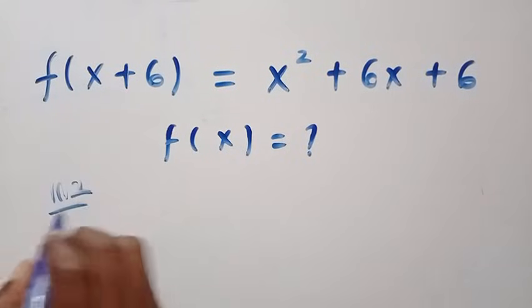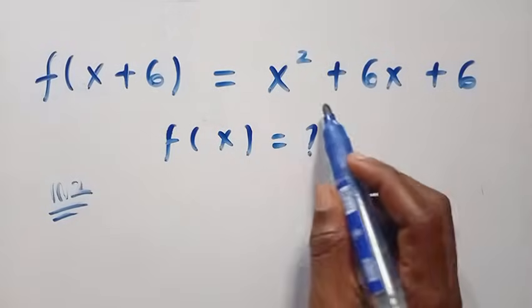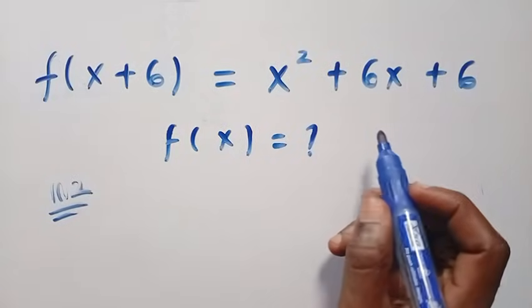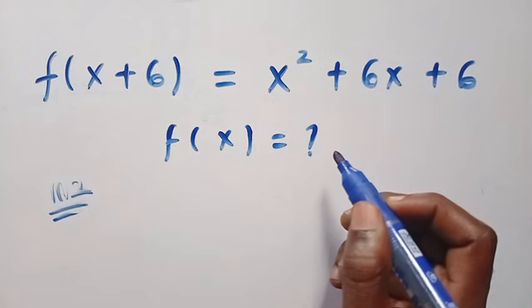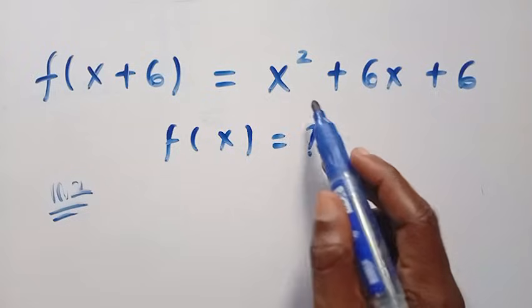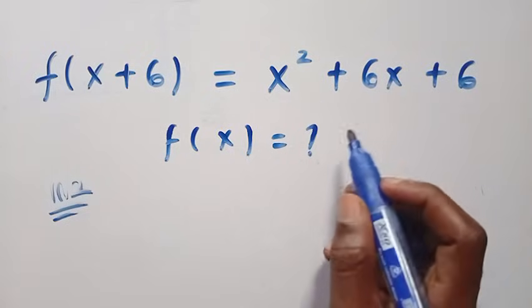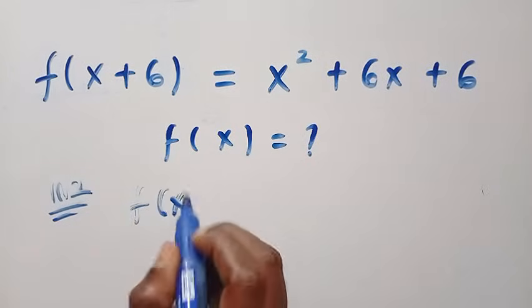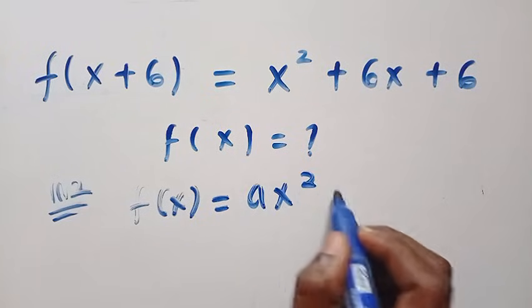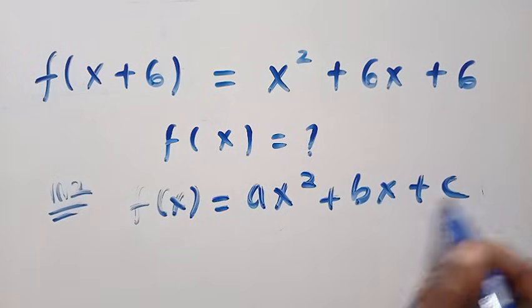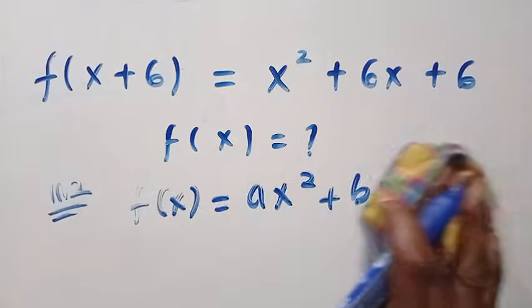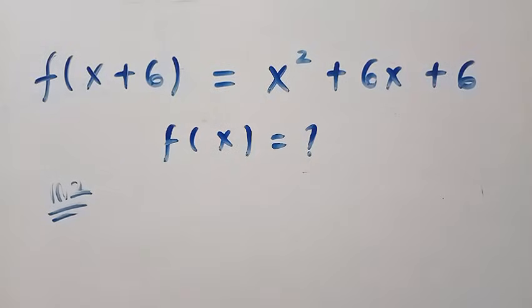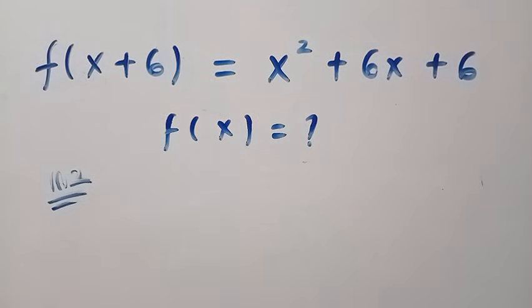So here is method 2, another way to solve this. Since we have a quadratic, we can try and assume the general quadratic polynomial. We can let f of x equals ax squared plus bx plus 6. But this is not an efficient method to apply, so we can cancel this and try to apply the substitution method.